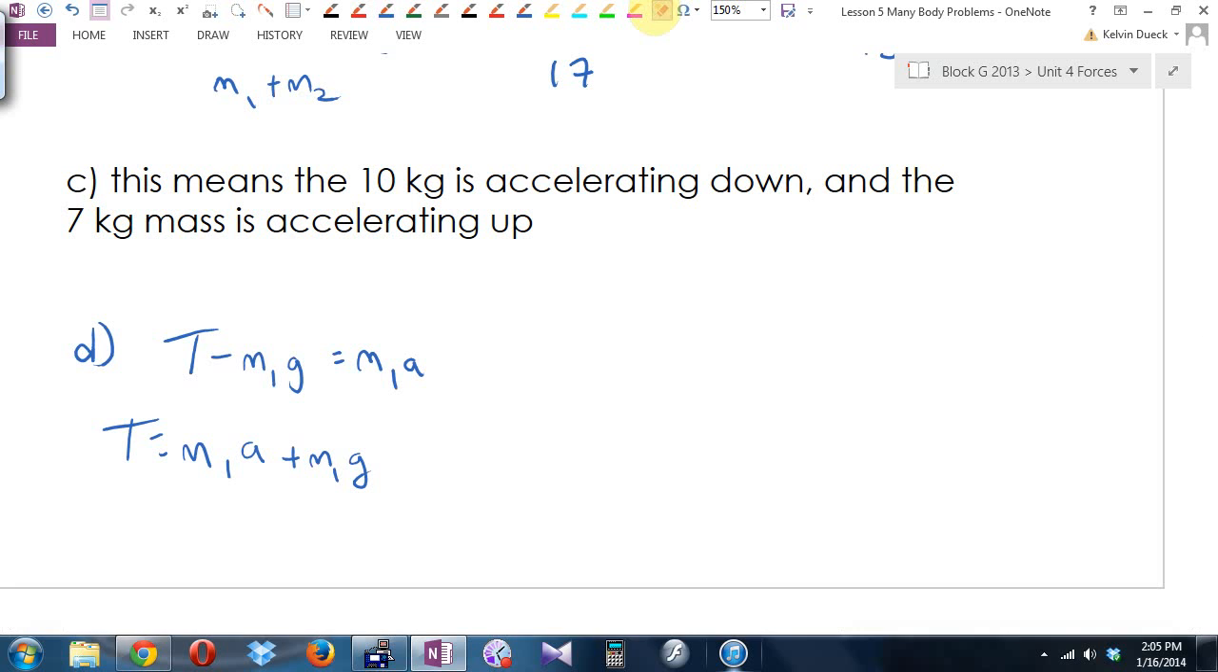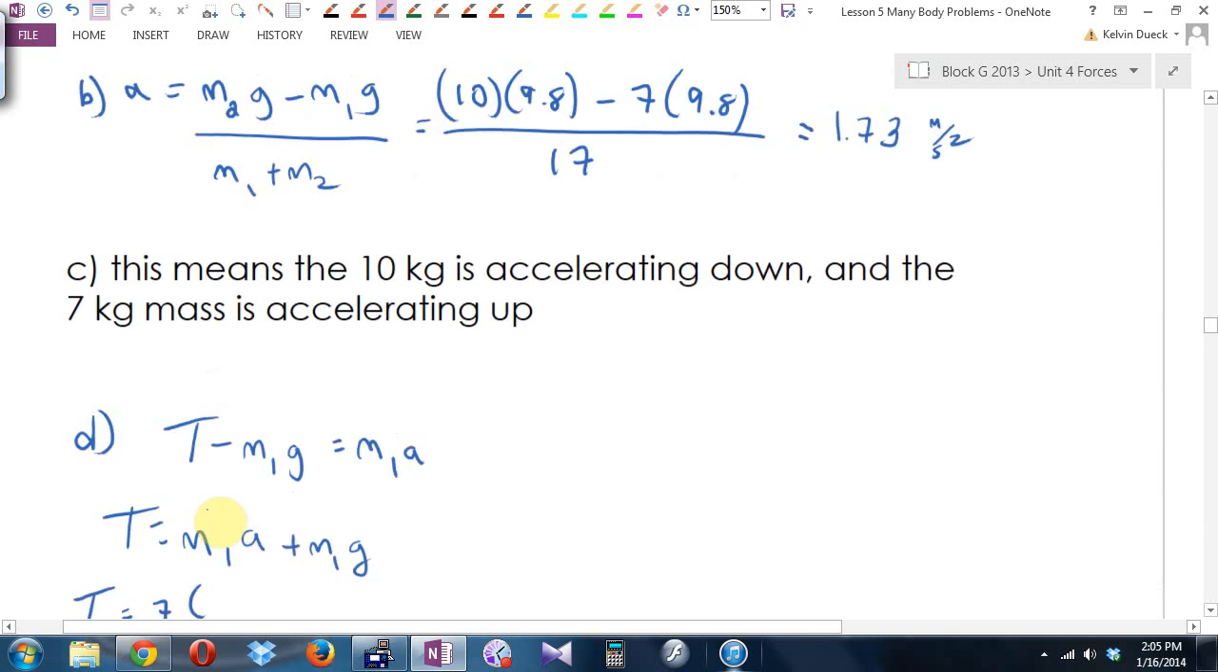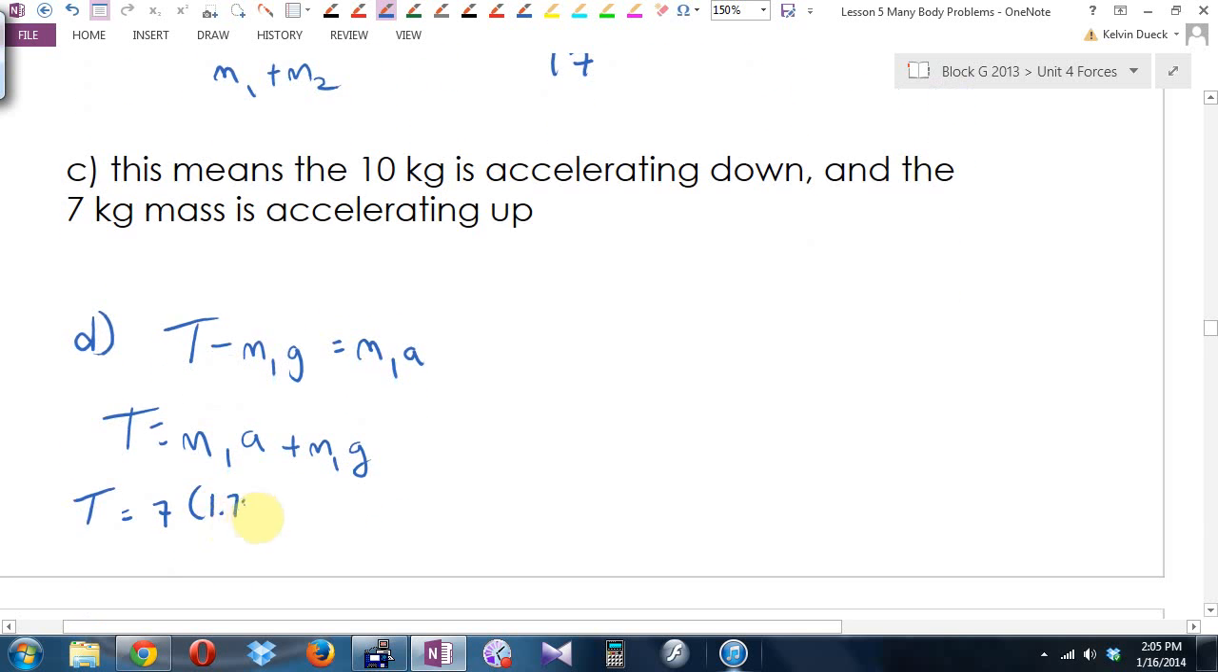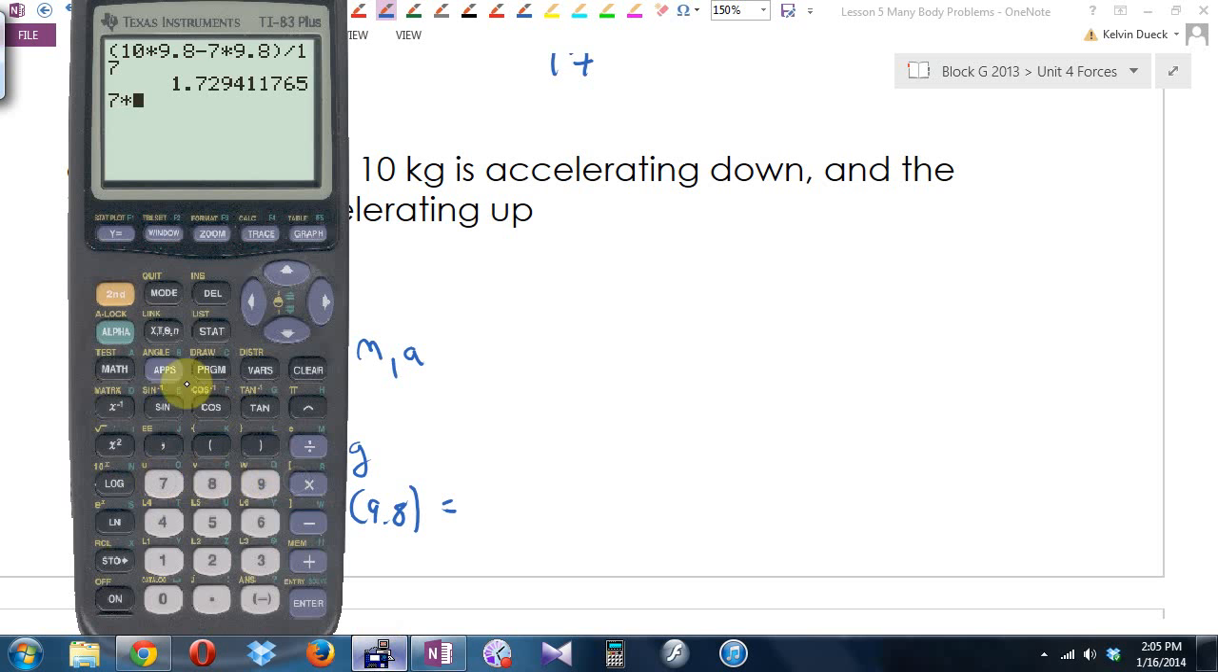Double check with me, Rob. Do I know G? 9.8. Do I know mass 1? 7. Do I know A? That's why I had to do B before I could get down to this part. Yeah, okay, this is plug and chug now. It's going to be 7 times, what was the acceleration? 1.73 plus 7 times 9.8. Do you get 80.7?